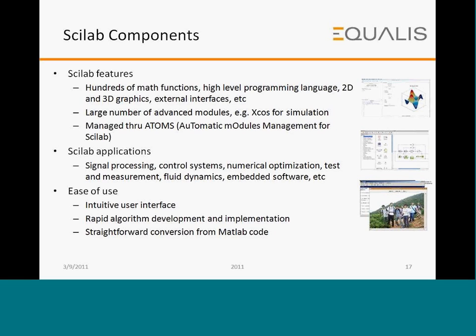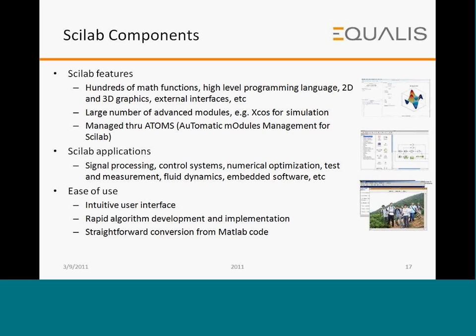On top of all these functions that are available, Scilab has what are called advanced modules, which would be the equivalent of toolboxes in other software. And one of them is XCOS, which is used for simulation. And these are managed through Atoms, which is the automatic module management for Scilab. There are hundreds of such toolboxes that are available in Scilab. And how do you use these features in your application? It's being used in signal processing, control systems, numerical optimization, test and measurement, fluid dynamics, computational finance, embedded software, to name some of the key applications for Scilab.